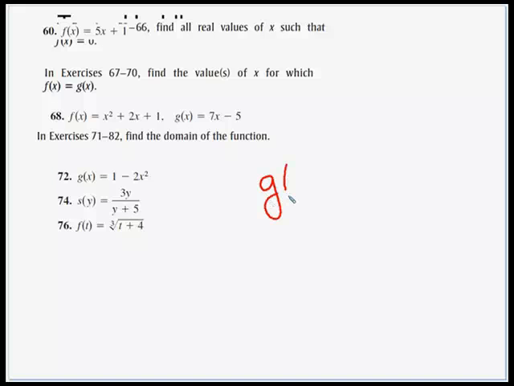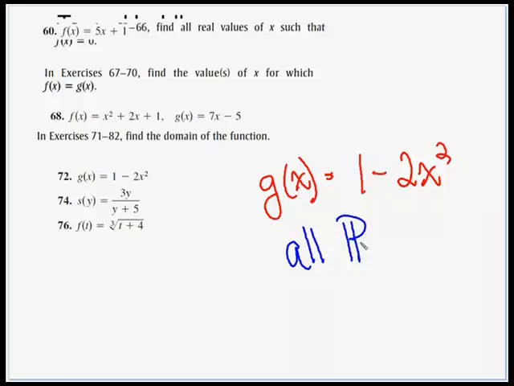72. g of x equals 1 minus 2x squared. So let's think about this. Is there ever a chance of dividing by 0? No, we don't have a division at all, let alone a division with a variable in the denominator that could turn into a 0. So we don't have to worry about dividing by 0. Do we have any square roots or any other even roots at all? No, none. So here our domain will be all real numbers. There's no number that we cannot stick in there that will not give us a true function value.